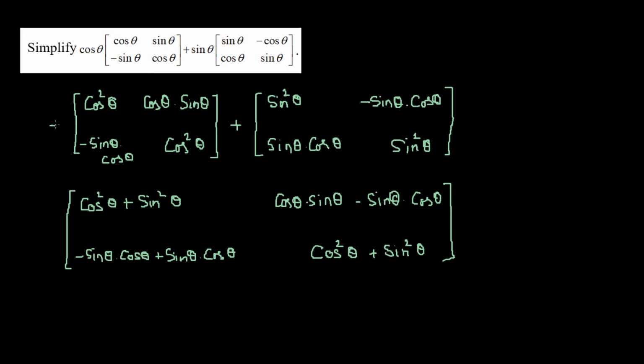Okay, so this should give us cos squared theta plus sine squared theta. That's an identity whose value is always 1. The second entry, they cancel out each other, leaving us with a 0. Similarly, the third entry is 0, and the fourth entry we have 1. So this is the identity matrix. So the simplified value of the given matrix is equal to I. So that is the answer.